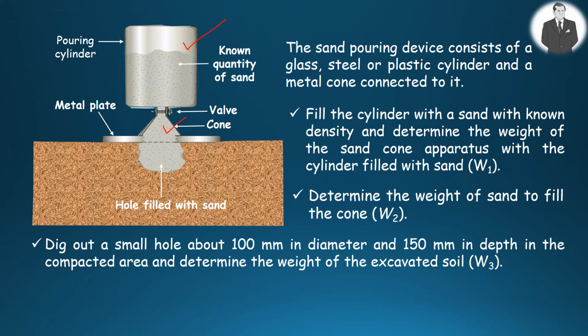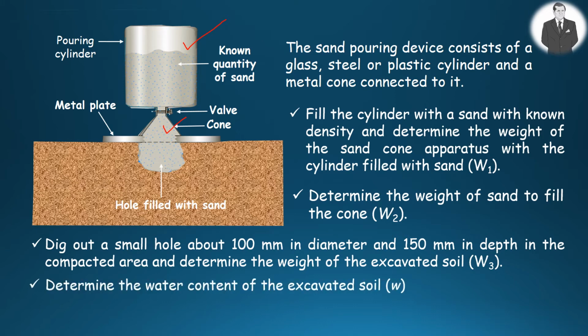A small hole about 100 millimeter in diameter and 150 millimeter in depth in the compacted area is dug out, and the weight of the excavated soil is determined. The water content of excavated soil is also determined. This can be done in the laboratory.